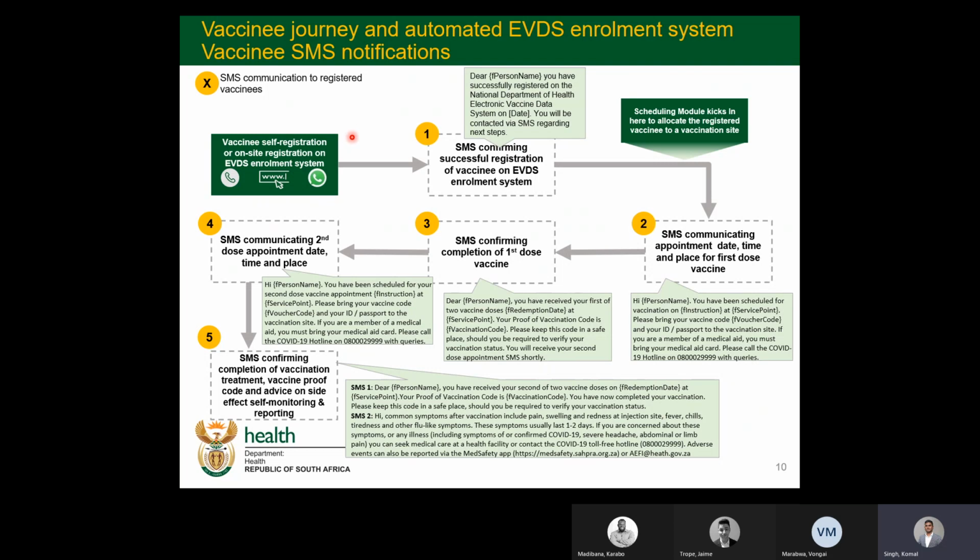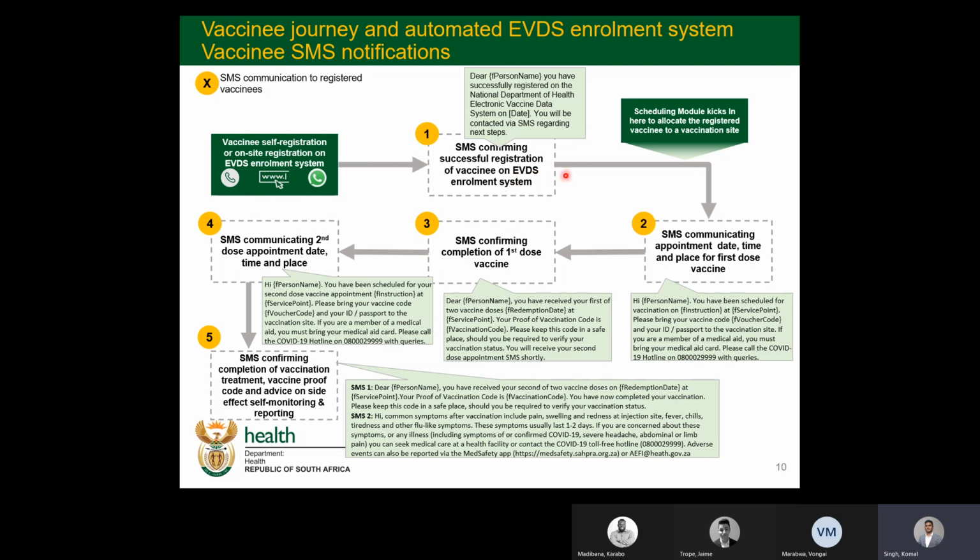Once a vaccinee has successfully registered onto the system, we go into the first step, where they'll receive an SMS confirming successful registration on the EVDS enrollment system. This particular box above explains a generic SMS that will be sent out. For example, Dear Kumal Singh, you have successfully registered on the National Department of Health Electronic Vaccine Data System on the particular date, and you'll be contacted via SMS regarding the next steps.